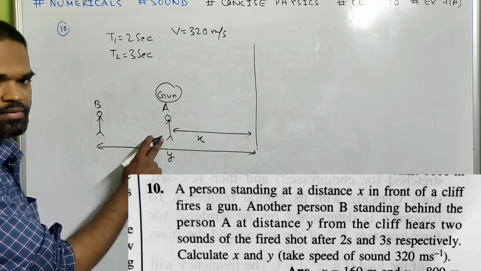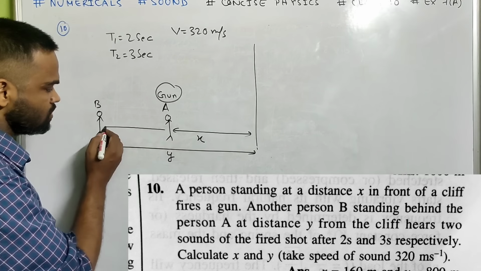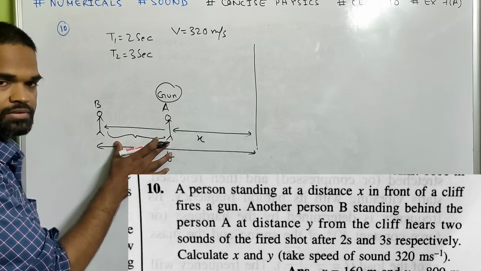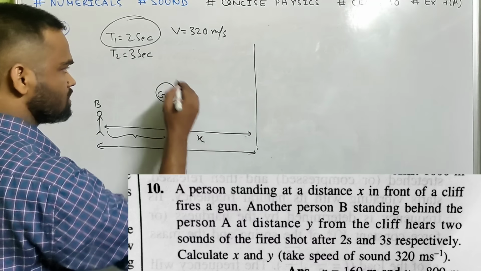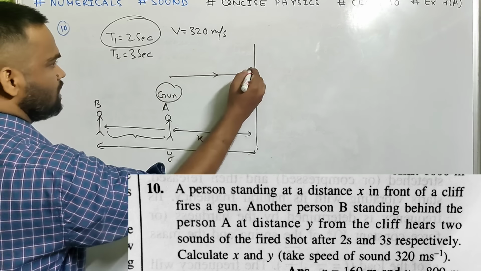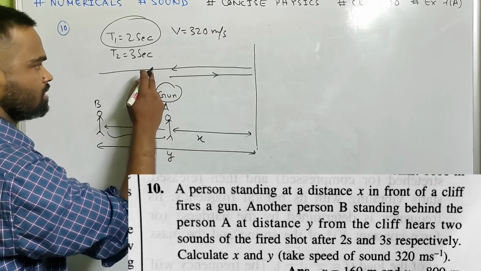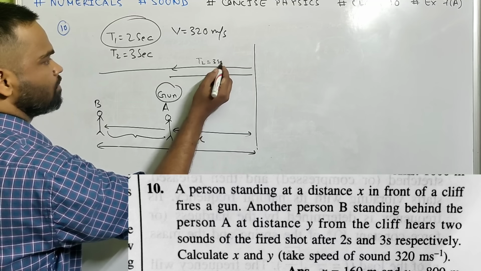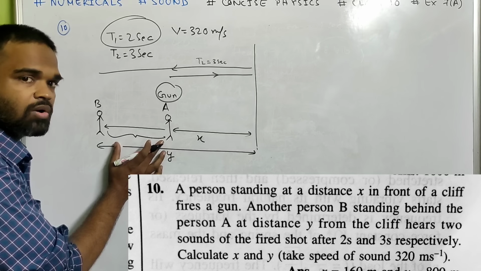This person fires a gun. So the sound travels like this once, and he hears the first sound after t1 seconds. Then the sound from A travels to the cliff and then to B, isn't it? In this case, he hears another sound after 3 seconds. So the first sound which he is hearing is not due to echo.